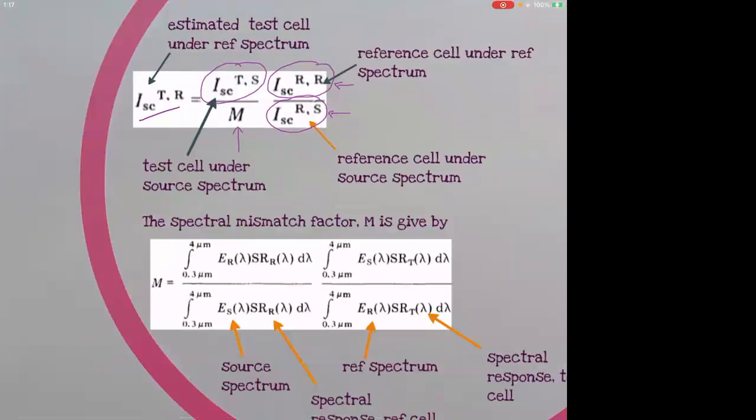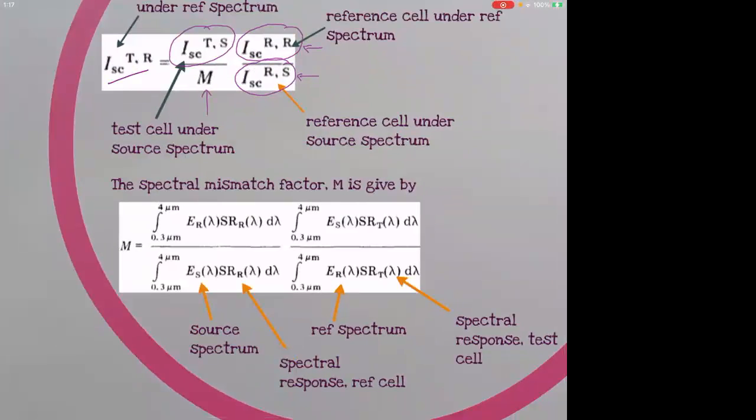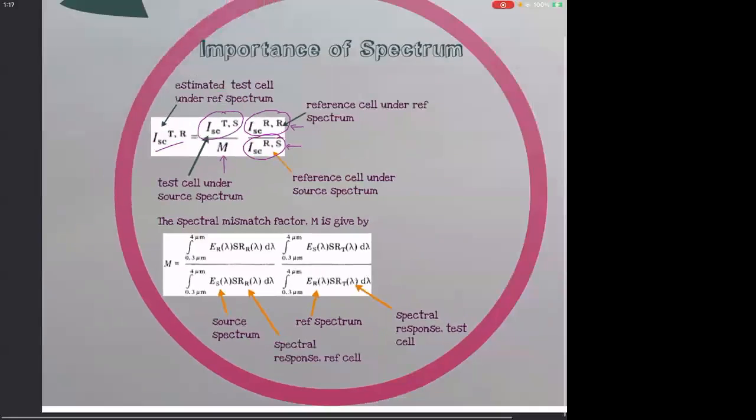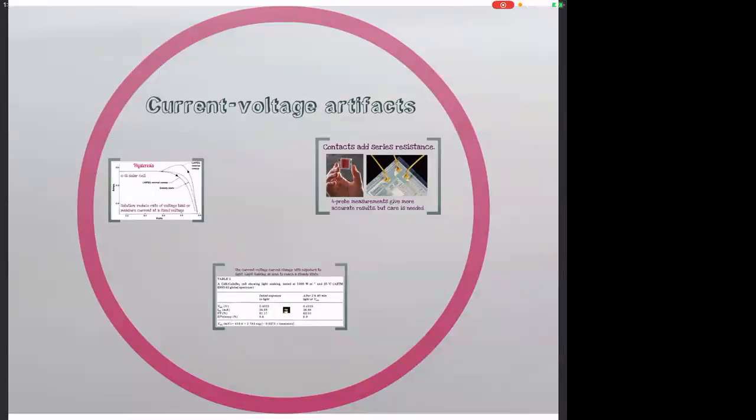Of course, this magnification M is simply the spectral mismatch factor, which is simply measuring the difference between the source spectrum and the response of the cell to the source spectrum, and the response of the reference cell to the reference spectrum and the source spectrum as well. So simply a mismatch factor between the spectra. I just want you to be aware that these differences exist, and something you should be aware of if you ever work in this field.